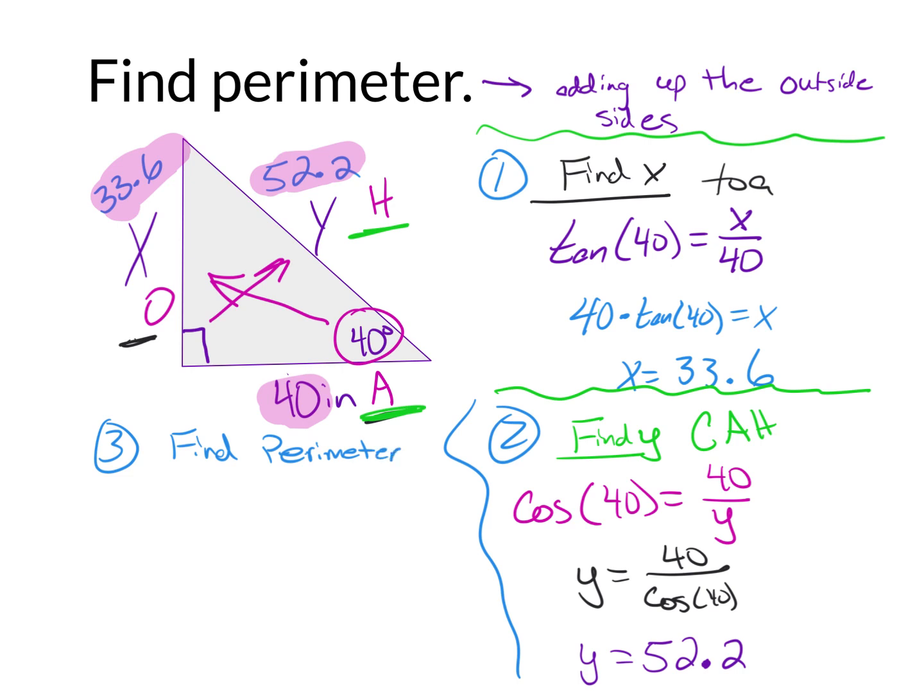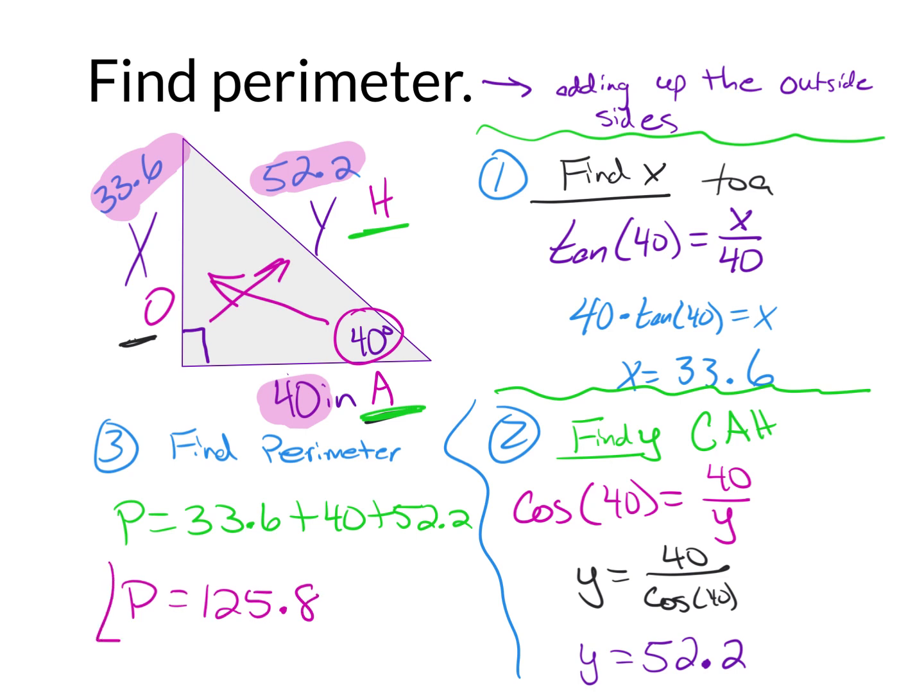So we're just going to add up. Perimeter is equal to 33.6 plus the 40 plus the 52.2. Okay, literally just added up these three sides. Put them in a calculator: 33.6 plus 40 plus 52.2, and the perimeter is equal to 125.8. And that's the answer they needed us to find. Okay, so this one took a little while, but it's just finding one step at a time. And then once you have all the sides, you just add them together, and that's it.